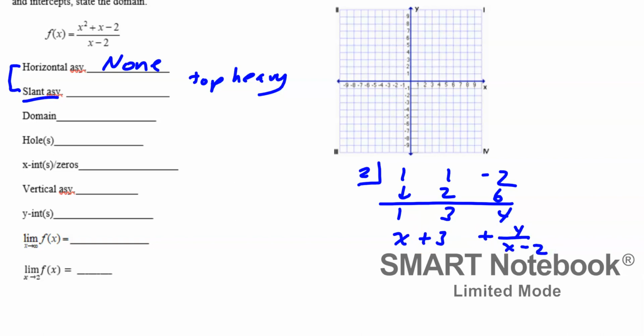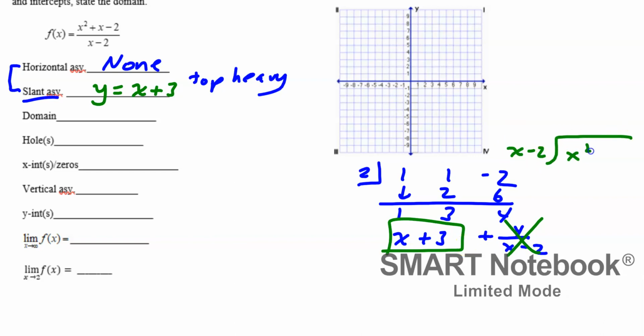When you're finding the equation of a line, though, you don't care about the remainder. You just care about this. The equation of your slant asymptote is y equals x plus 3. You could have also done this problem with long division. If you'd prefer, you could have done this, and you still would have gotten the answer of x plus 3.